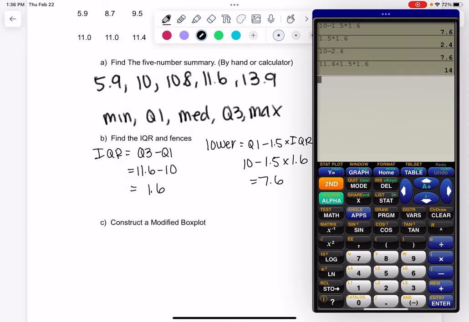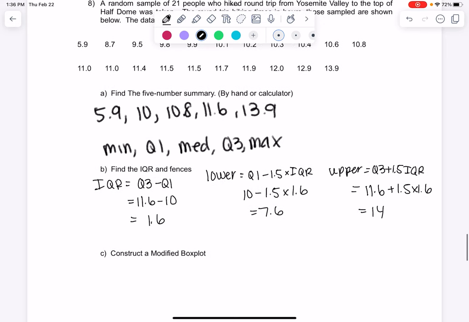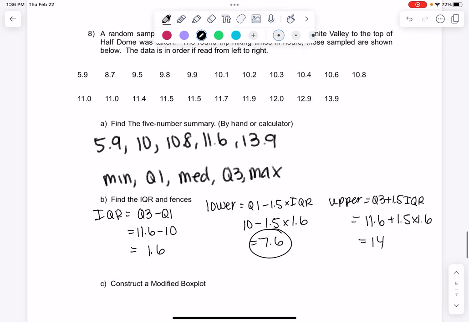All right, let's talk about whether we need the fences or not. We need the fences if we have any data past them. So is there anything on the list past 7.6? Yes. 5.9 is less than 7.6, so 5.9 is now an outlier. 8.7 is fine because it's within the fence. And lucky for us, 14 is beyond all the data, so this one is not needed. 13.9 is within the range.